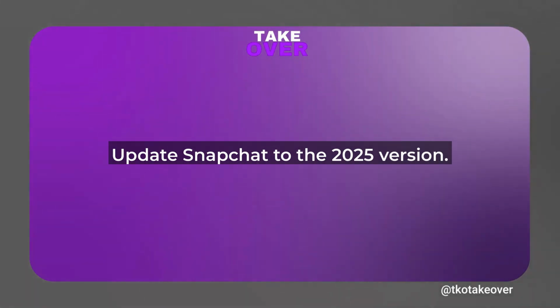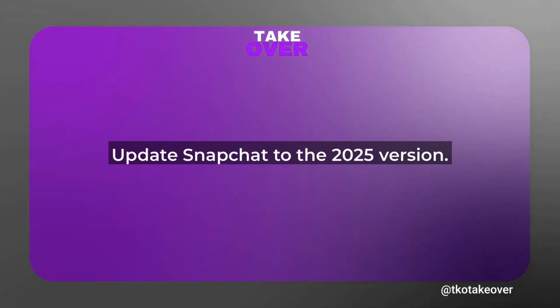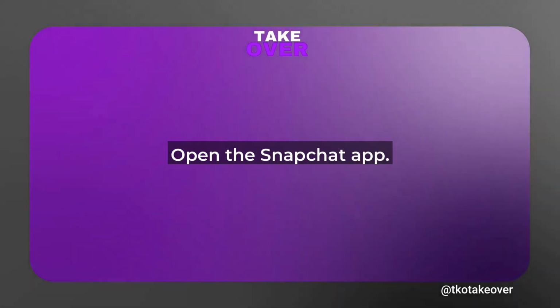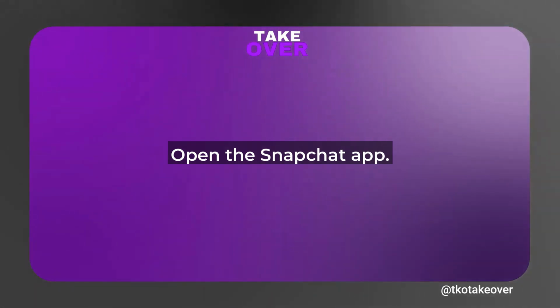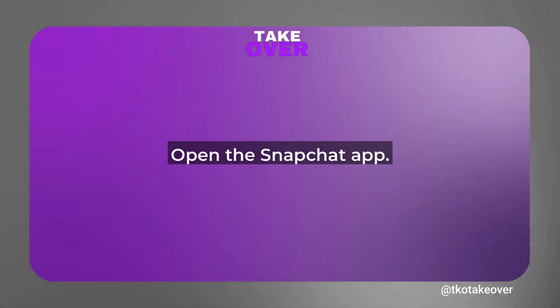If you're tired of getting bombarded with notifications that aren't urgent, this feature is perfect for you. It prioritizes alerts for time-limited content like snaps that are about to expire, helping you stay focused and in the loop without distractions. First, make sure your Snapchat app is updated to the latest 2025 version.